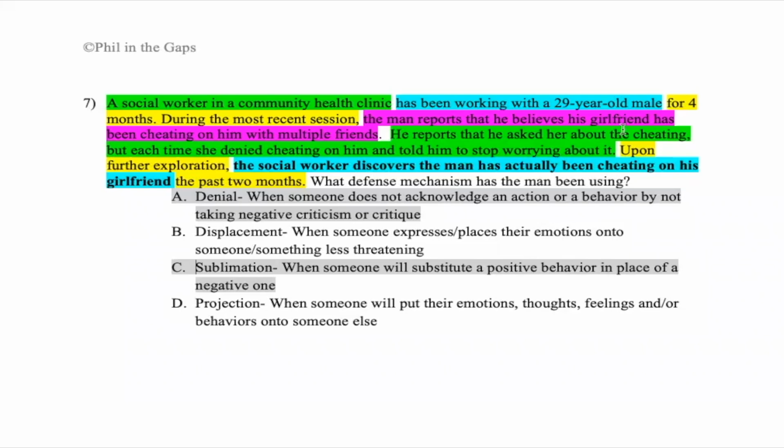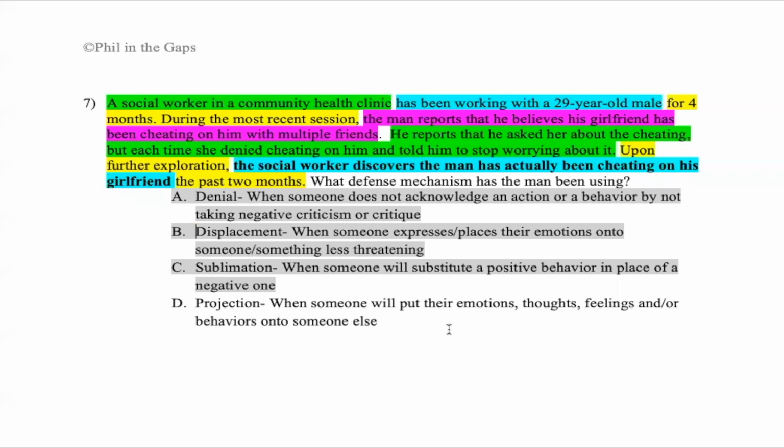The man reports that he believes his girlfriend has been cheating on him. He asked her about it. She said, I'm not, stop worrying about it. And then we find out he's been cheating on his girlfriend for the past 2 months. So for that reason, we're going to rule out B based on the fact that they are not expressing or placing their emotions onto someone or something less threatening. There are no emotions within this situation. He was doing a behavior. He accused somebody else of doing the behavior, and he was the one that was actually doing the behavior.